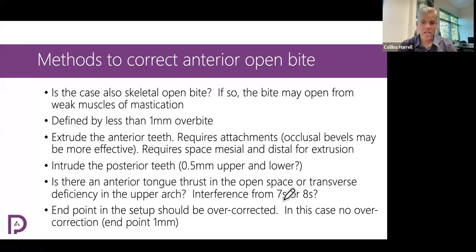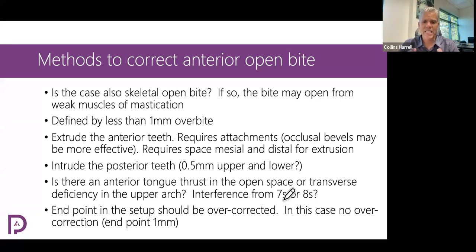If there's plunging cusps on the sevens or the sixes, and so we have a low hanging cusp that's hitting first, we may want to take a burr and adjust those down so that the bite can close more by just getting rid of those premature contacts.